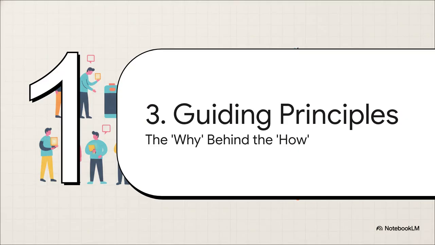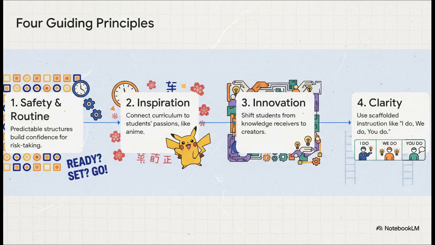All right, before we jump into the how-to, let's talk about the why. Because these 4 guiding principles, they're the foundation of this whole method. They're really the soul of your visual story. First up is safety and routine. This is all about creating a predictable space where students feel confident enough to take chances. Think about a simple chant you might use, like ready, set, go, to start an activity. It seems small, but it builds a ton of trust.